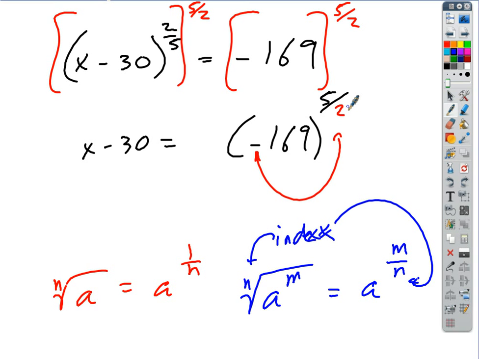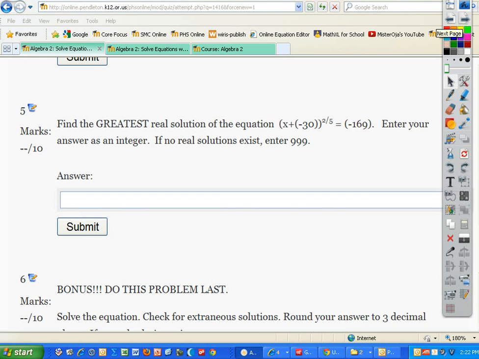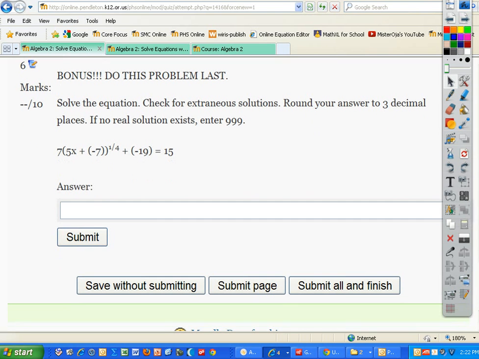Okay, exactly. All right, which brings us down to this one. That one's a bonus. I tried to make it as hard as I could, but it's not that bad.